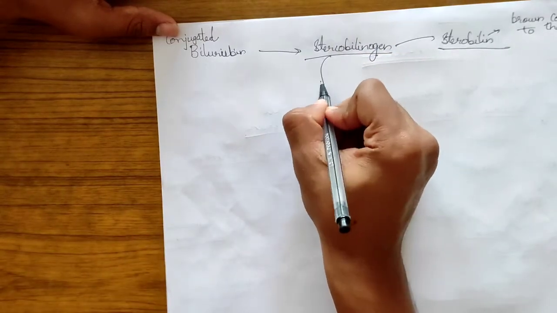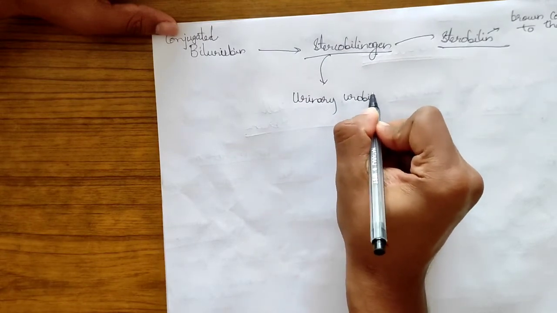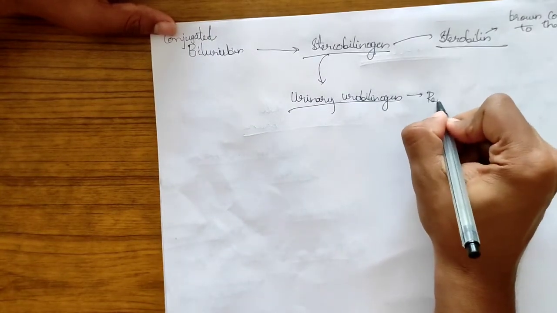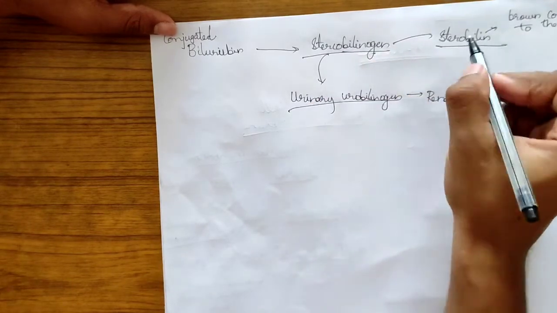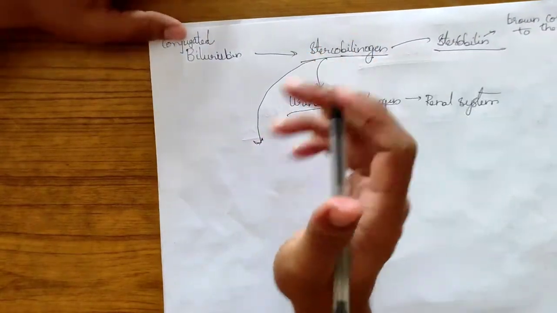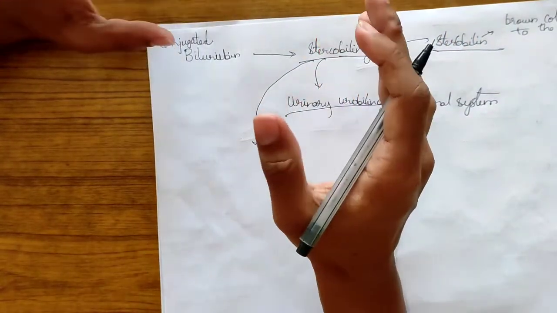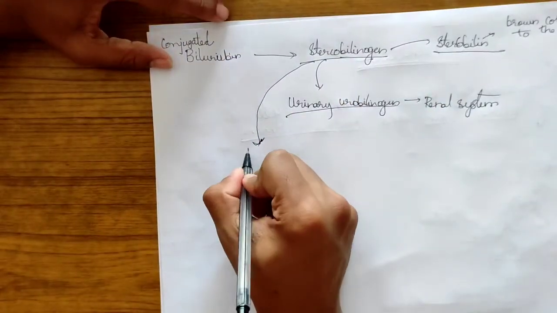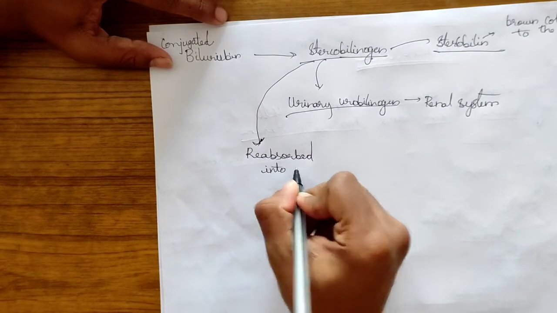So some of the stercobilinogen converts into urinary urobilinogen and is excreted through the renal system. Not all the stercobilinogen is converted into stercobilin. Some of the stercobilinogen is reabsorbed from the intestine and goes through the enterohepatic circulation again. Enterohepatic circulation means that it goes from the intestine to the liver and then again to the intestine.